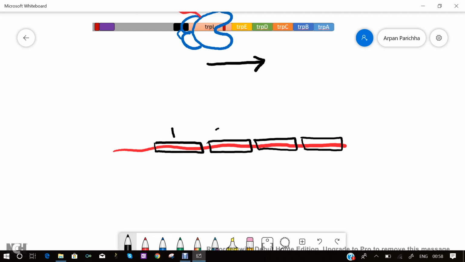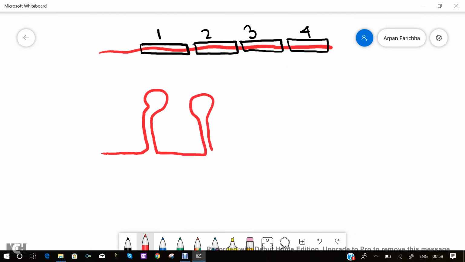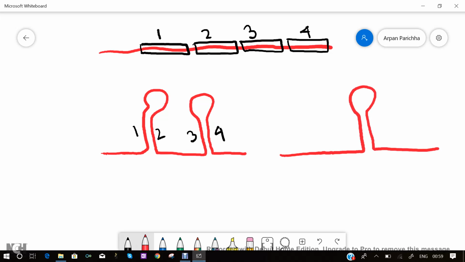These zones are complementary to each other, such that zone 1 and zone 2 can pair with each other, forming a hairpin. Zone 3 and zone 4 can also pair with each other, forming another hairpin. So hairpin formation can happen. Also, regions 2 and 3 can pair with each other to form a hairpin.